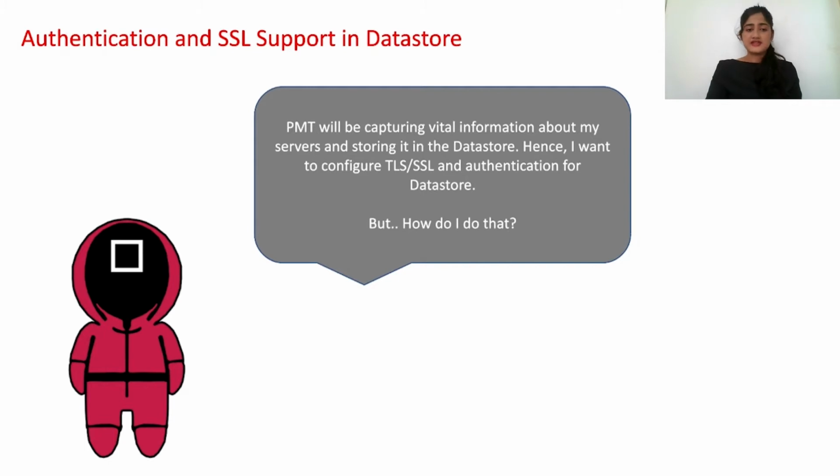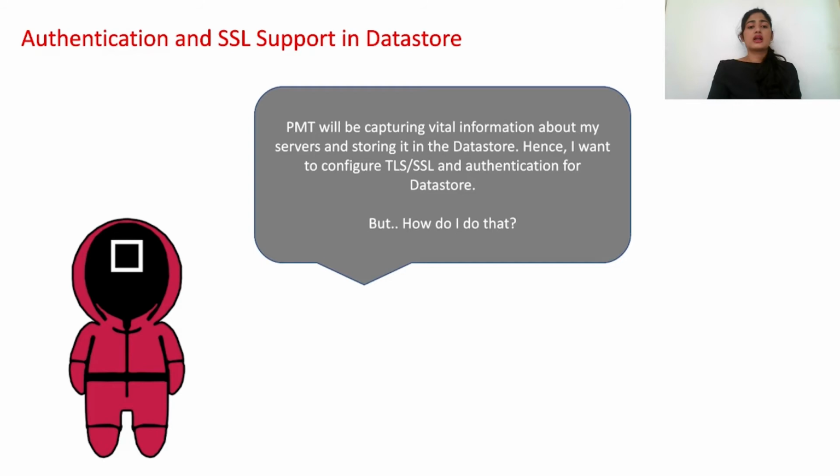So as we have seen in PMT, all the data is stored in the data store. That is, all the vital information about your CF servers is being collected and stored in the data store. Now with having such vital information, it becomes necessary to provide end-to-end encryption, which is why we have this enhancement made in order to have authentication and SSL support in the data store. Now in order to achieve this, you will have to make some changes to your ElasticSearch, to your PMT and your JVM.